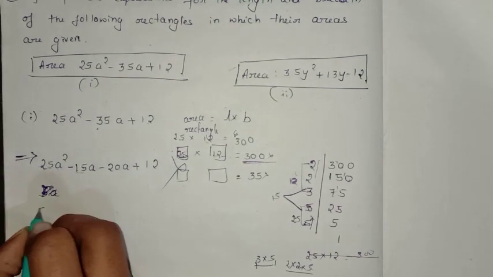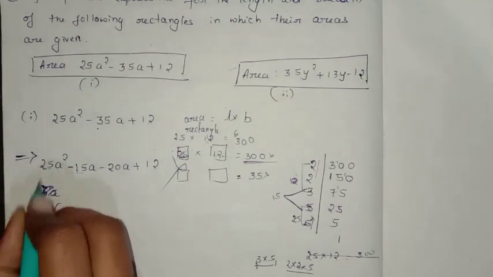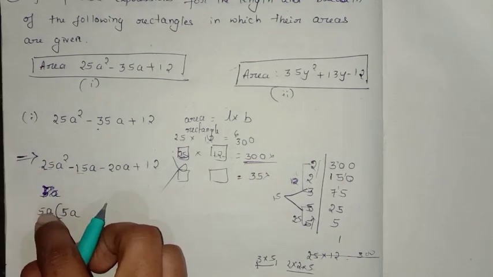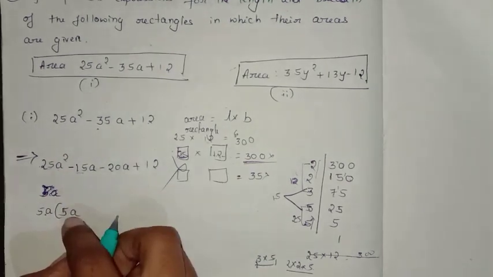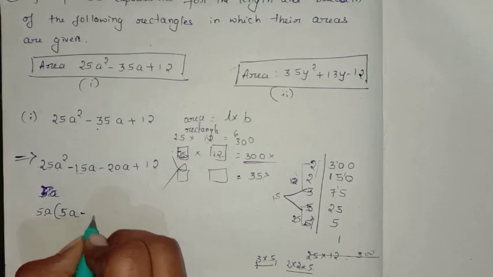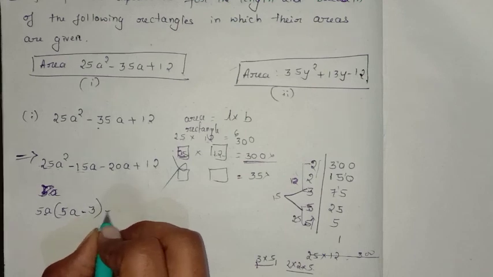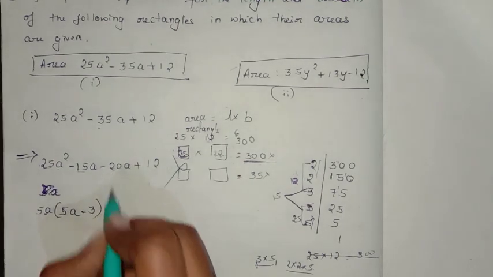So I will write down. So it is 5a. 5 5s are 25, so it is 5a remaining. So from a square, a is common, which means the remaining is a here. So 5 3s are 15. The a we have already taken outside. So the remaining is 5a minus 3. And here minus is there.